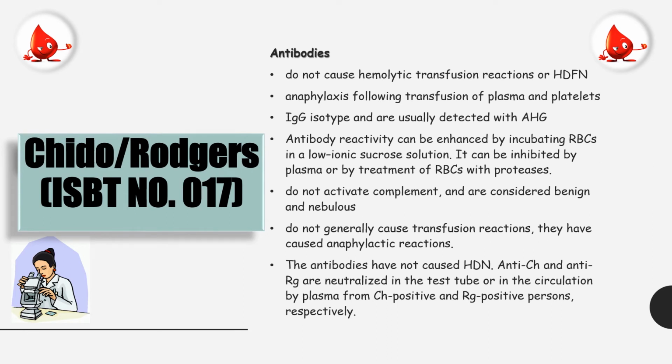Antibodies against Chido-Rogers antigens do not cause hemolytic transfusion reactions or hemolytic disease of the fetus and newborn. Rare reports have described anaphylaxis following transfusion of plasma and platelets. Anti-Chido-Rogers antibodies are of IgG isotype and are usually detected with AHG. Antibody reactivity can be enhanced by incubating RBCs in a low ionic sucrose solution, and antibody reactivity can be inhibited by plasma or by treatment of RBCs with proteases.